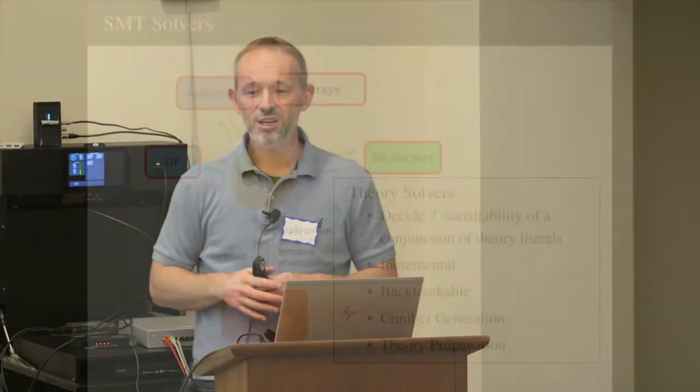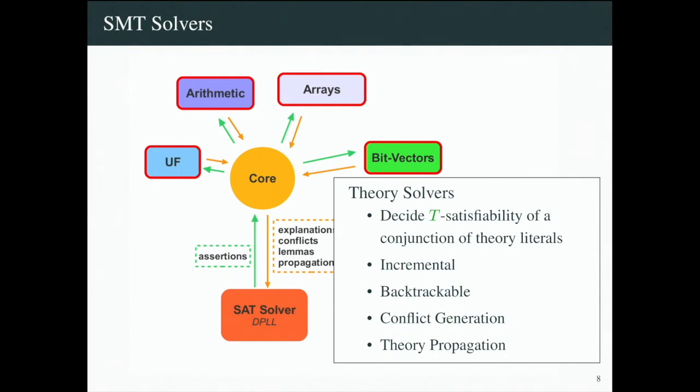They should be backtrackable, which means you can say, OK, checkpoint this set of assertions. I'm going to add some more, and I'm going to jump back to where I was before. And again, you should be able to do that without recomputing anything. They need to generate conflicts, which means they need to explain when something's not satisfiable. And there's this other thing called theory propagation, where they actually give information back to the SAT solver that I'll talk about more later. OK, so that's the big picture.